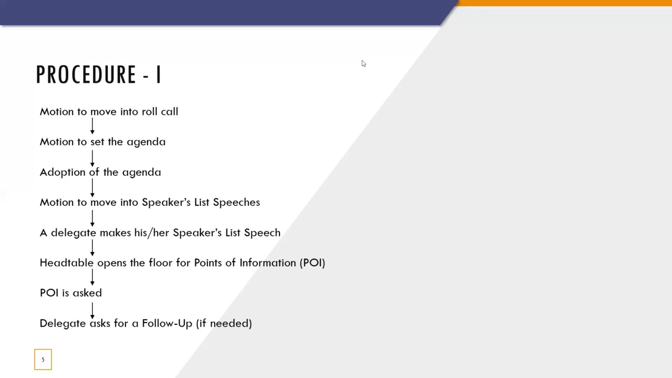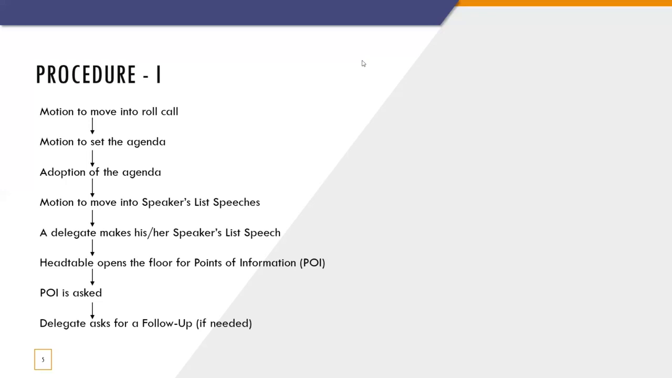A lot of new delegates find it extremely useful to have their speaker's speech written previously. So before they come into committee, they have a speaker's speech already ready. Now, while that is amazing and needs a lot of dedication to write, as you get used to the MUN format, you will find yourself not using a paper.